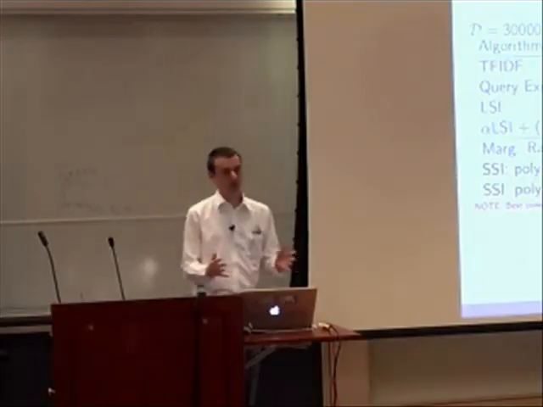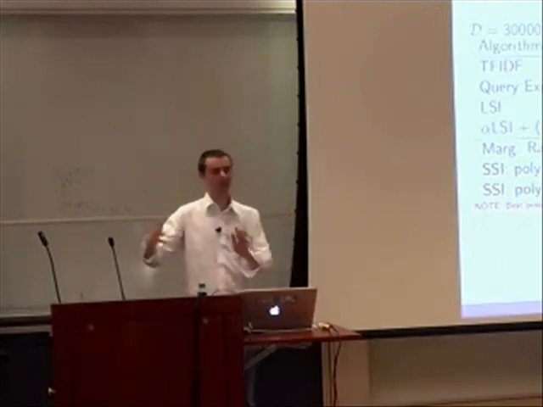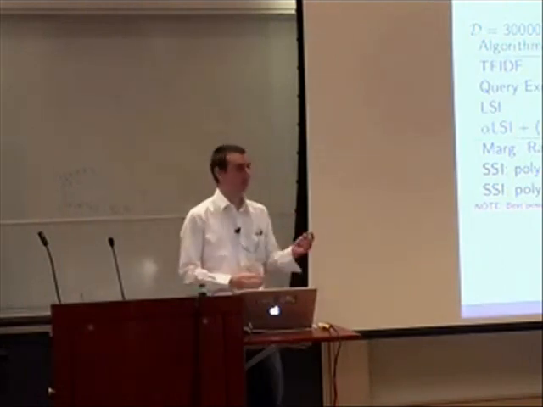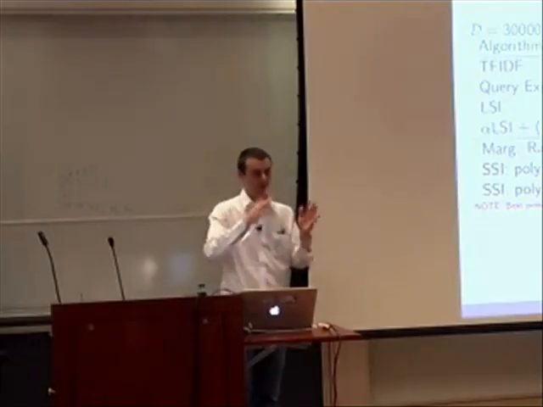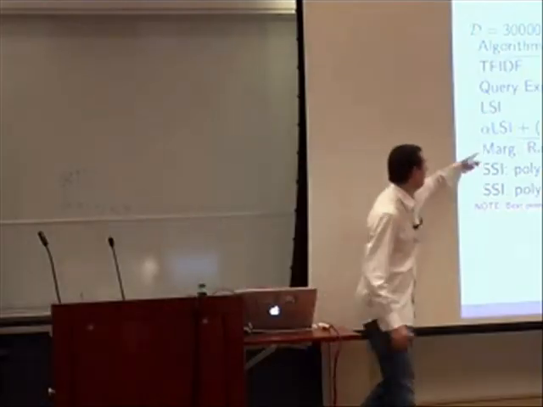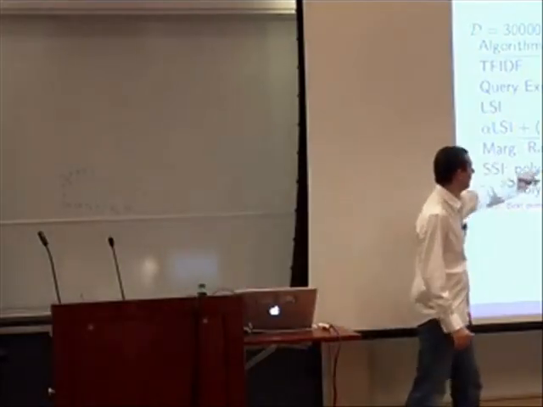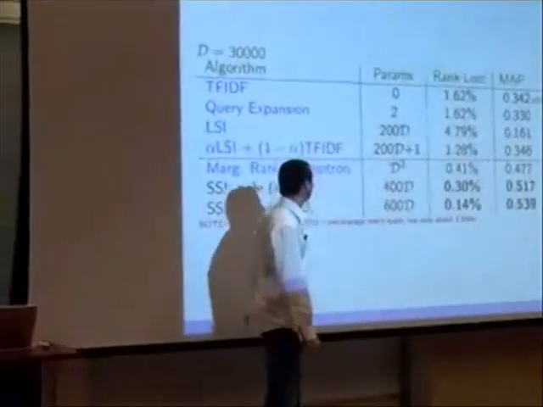The first thing we did was limit the dictionary to 30,000 words. We just took the most frequent and threw out the rest. The reason we did that is so that we could compare to if we don't do the low rank learning, like if we just have a full rank W matrix and call that margin ranking. Then you have this D squared, 30,000 squared parameters.